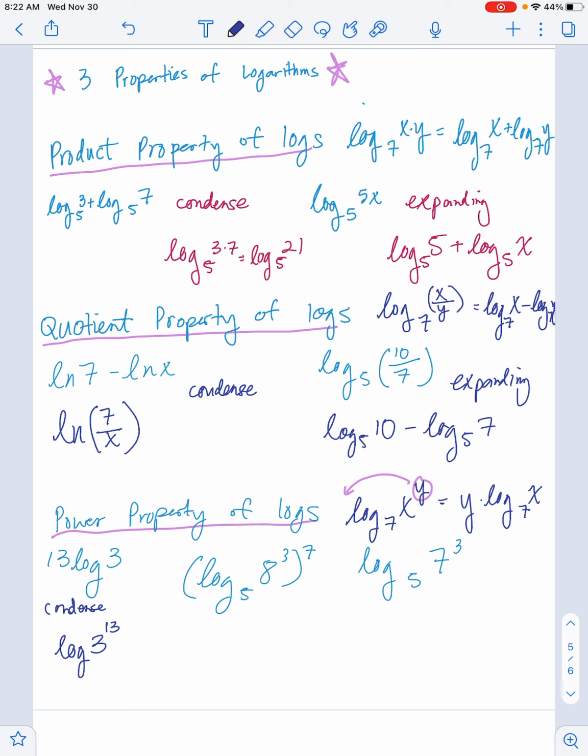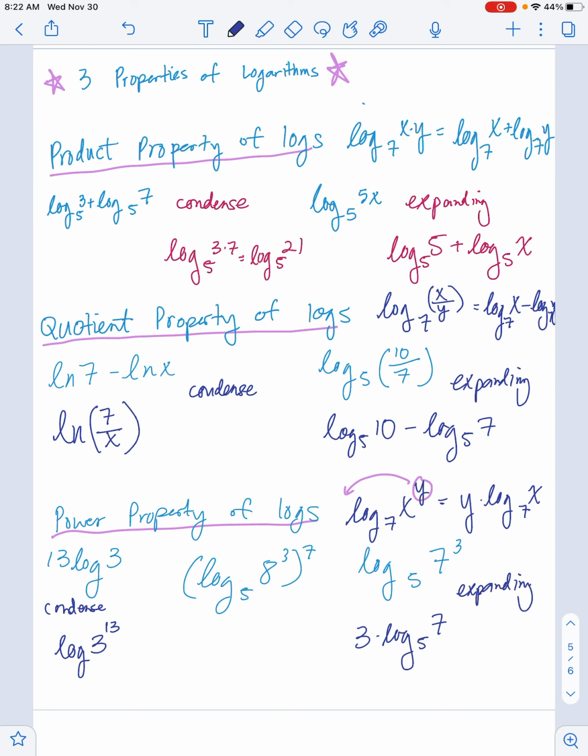Okay. Example number, let's do this second one first. Okay, so I have this power of 3 within my log. So what I can do is I can bring that power of 3 to the front of the log. So now I have 3 times log base 5 of 7, and the power of 3 is gone. It's now in front of the log as a multiplication. Okay. And that is expanding.